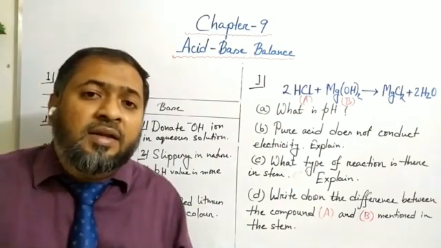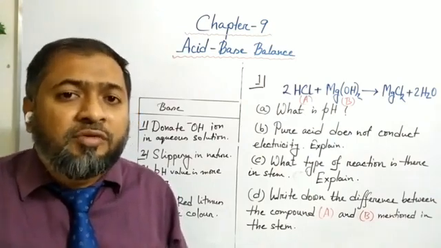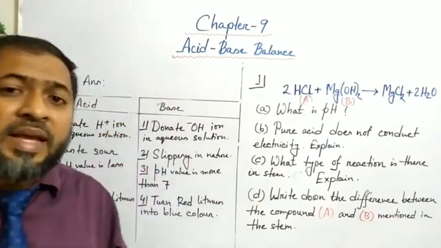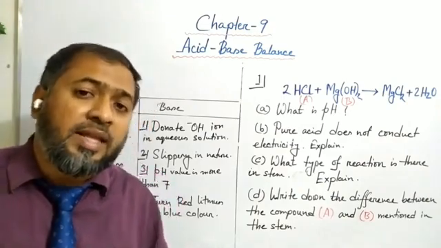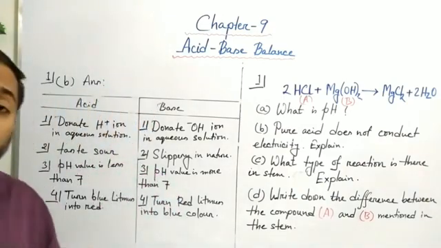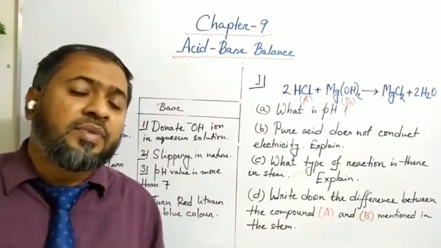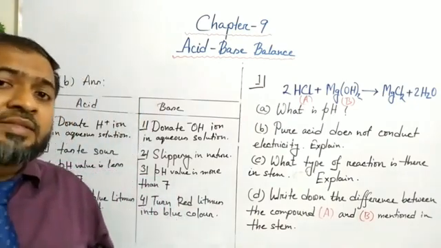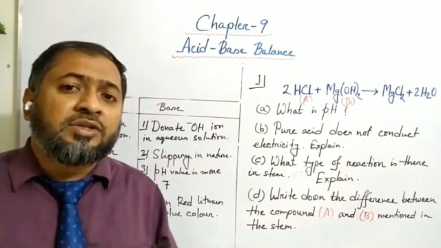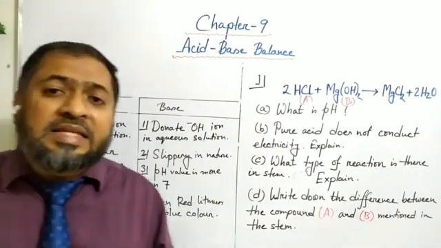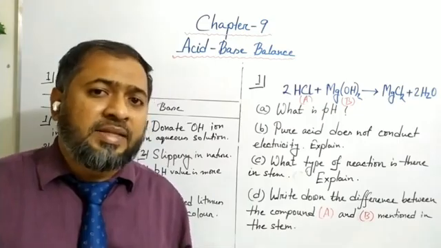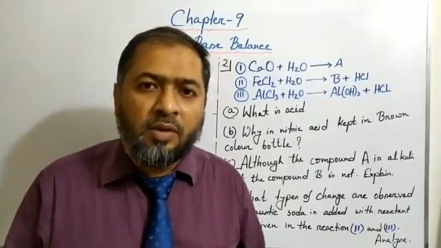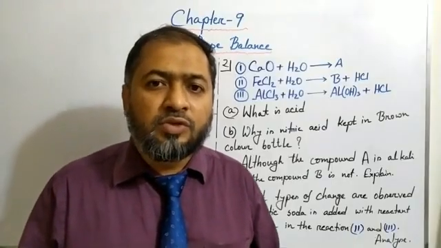Acid turns blue litmus into red color and base turns red litmus into blue color. I repeat once again. Acid turns blue litmus into red color and base turns red litmus into blue color. These are some differences between acids and bases. Now, students, come to question 2.